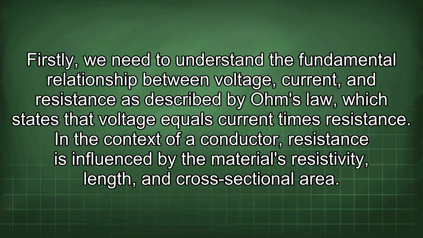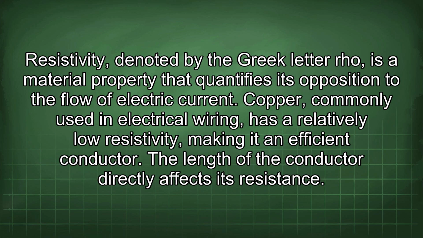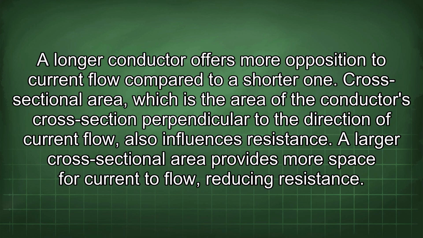In the context of a conductor, resistance is influenced by the material's resistivity, length, and cross-sectional area. Resistivity, denoted by the Greek letter ρ, is a material property that quantifies its opposition to the flow of electric current. Copper, commonly used in electrical wiring, has a relatively low resistivity, making it an efficient conductor. The length of the conductor directly affects its resistance. A longer conductor offers more opposition to current flow compared to a shorter one.